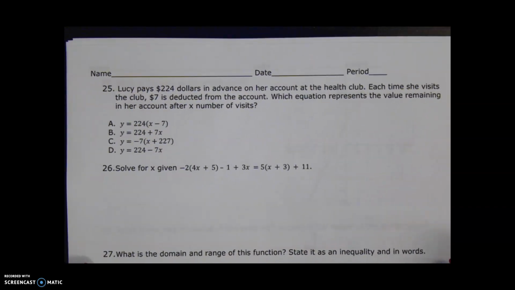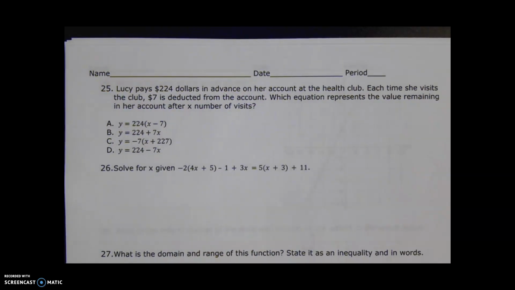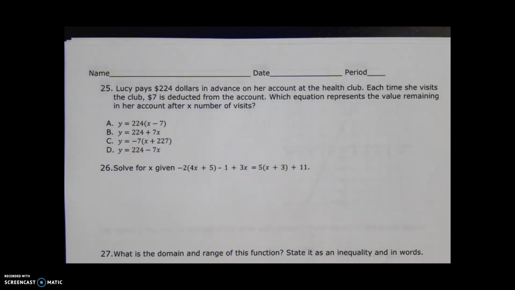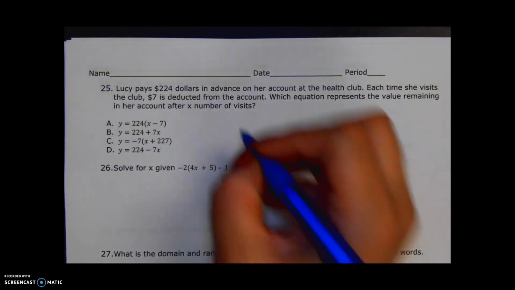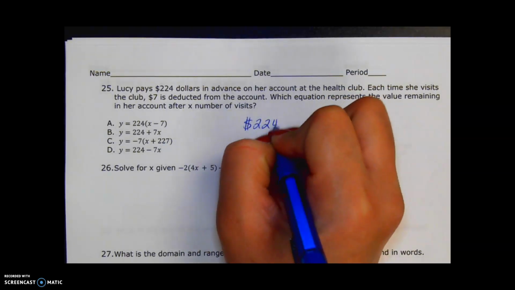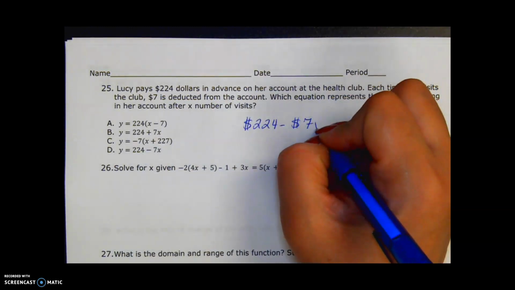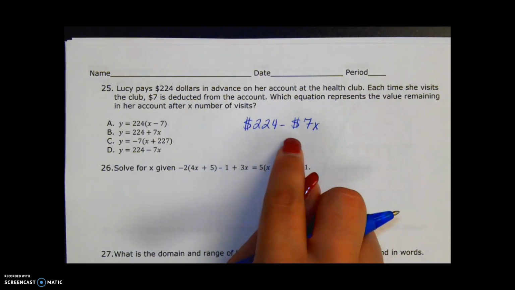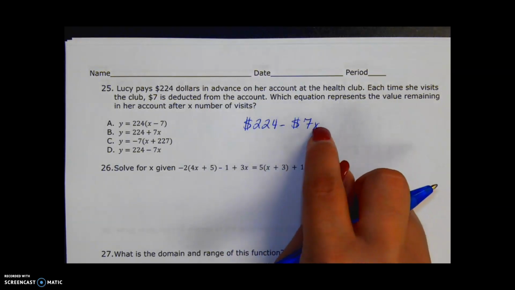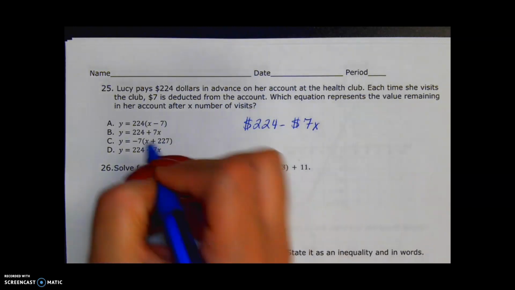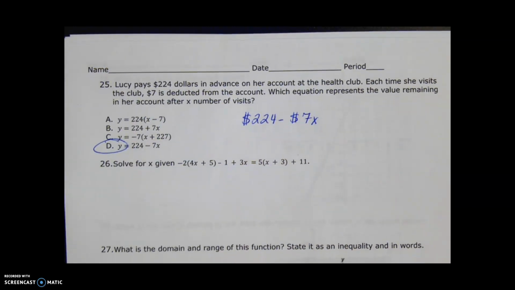All right, next problem. Lucy pays $224 in advance on her account at the health club. Each time she visits the club, $7 is deducted from the account. So she starts off with $224 in her account, and each time she visits, it costs her $7. They're using x for their variables. So she starts with $224. Each time she goes, which would be x amount of times, they're subtracting $7 from it until she runs out. So this is option D. We've done that problem before.